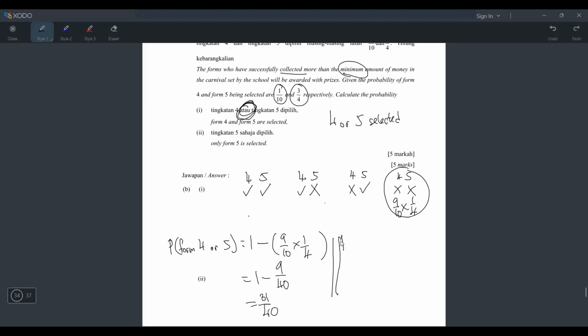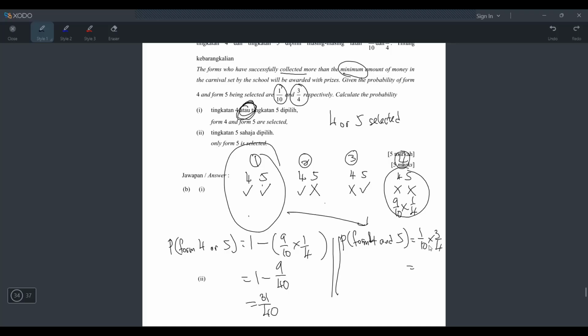But what if I say the probability of from 4 and 5? If I say and, which one of these will I take, 1, 2, 3, or 4? If I say and, it means both are selected. It means I will do this only. So how to do this? Just take the probability of from 4 selected, multiplied with from 5 selected, which is 1 over 10 times 3 over 4. So the answer is 3 over 40. This is the answer if it says 4 or 5, and this is the answer if they say 4 and 5.